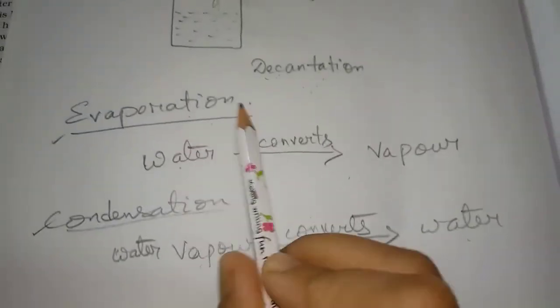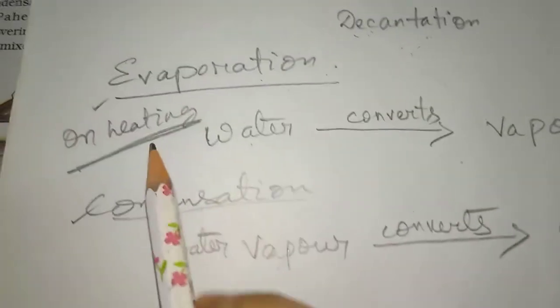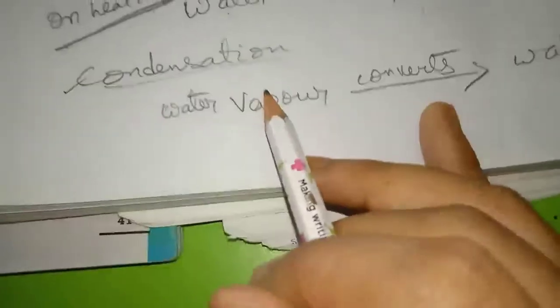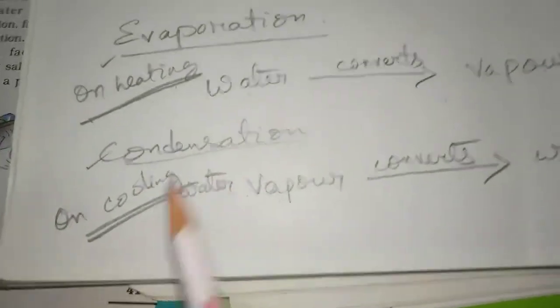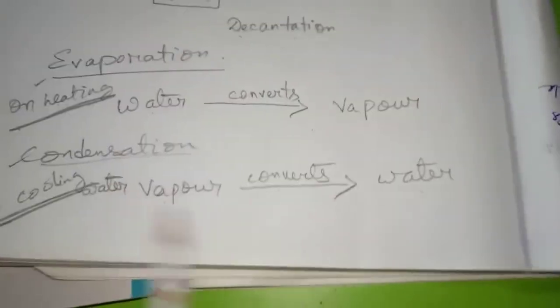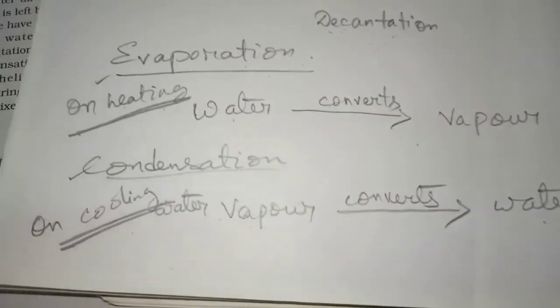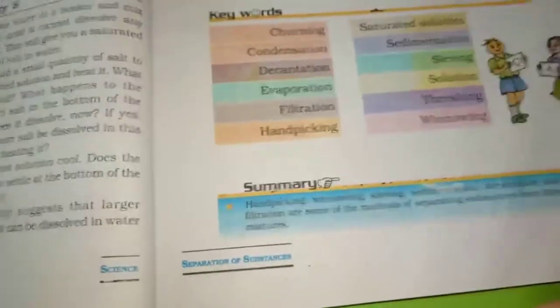Here the important thing which you must know is that evaporation takes place on heating and condensation takes place on cooling. Understood? So this is the definition and explanation of evaporation and condensation.